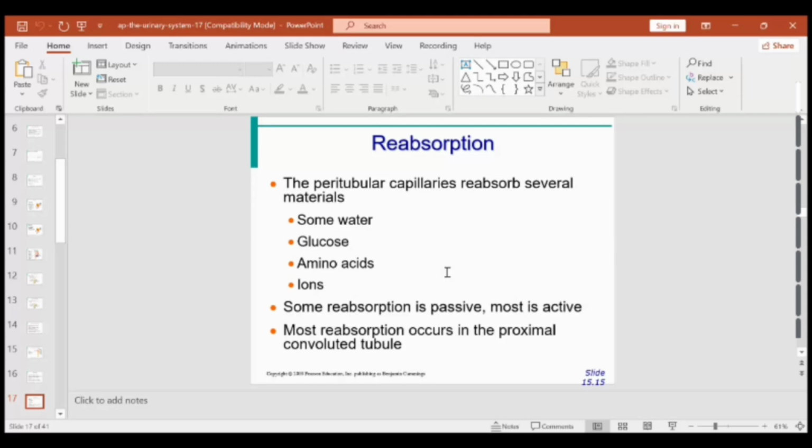Most of the reabsorption process, which takes place all the way from the proximal convoluted tubule to the distal part of it, and even to the collecting tubule, is a passive process where it uses either diffusion, or osmosis in the case of water. But you have cases of primary active transport, and secondary active transport will be used to reabsorb some other materials.